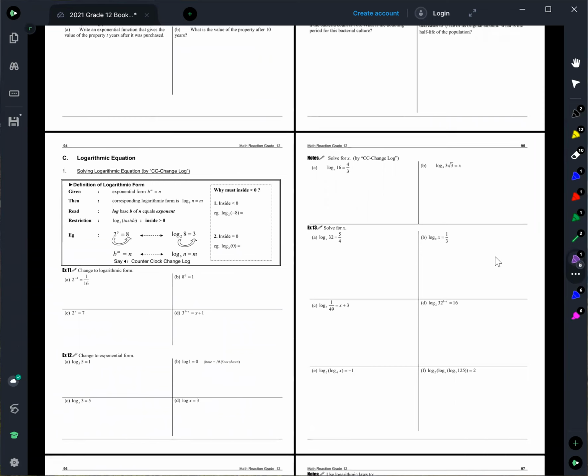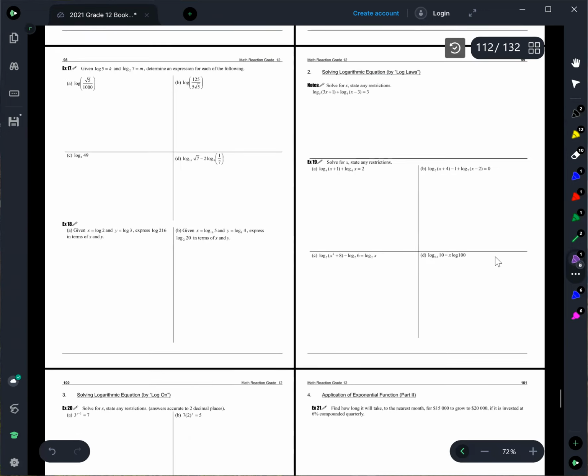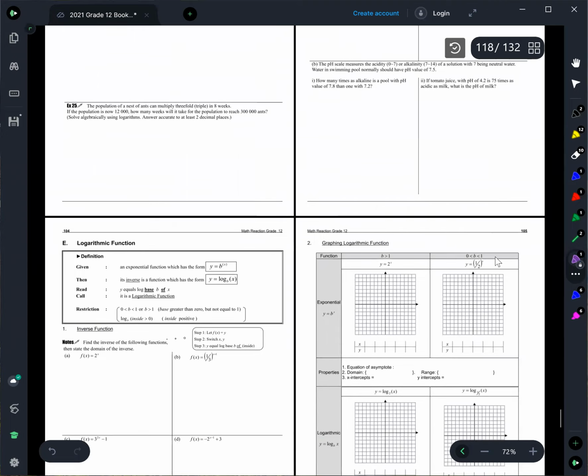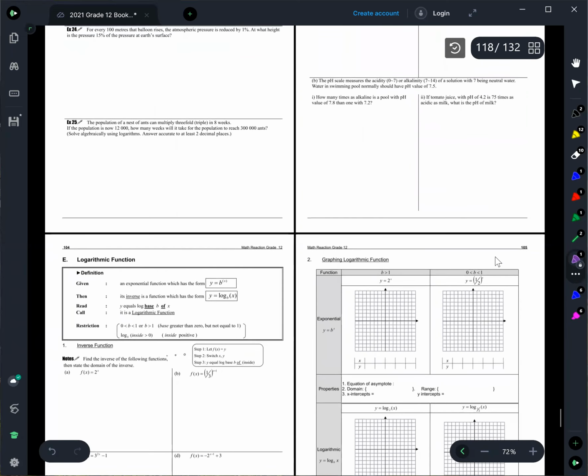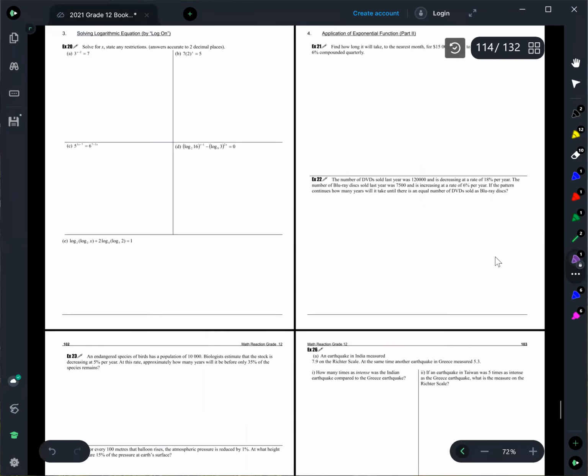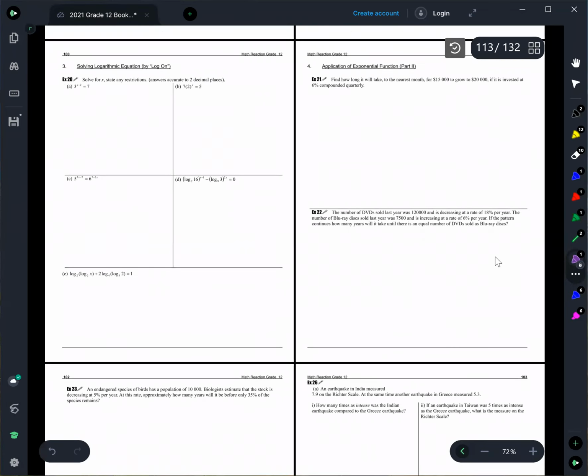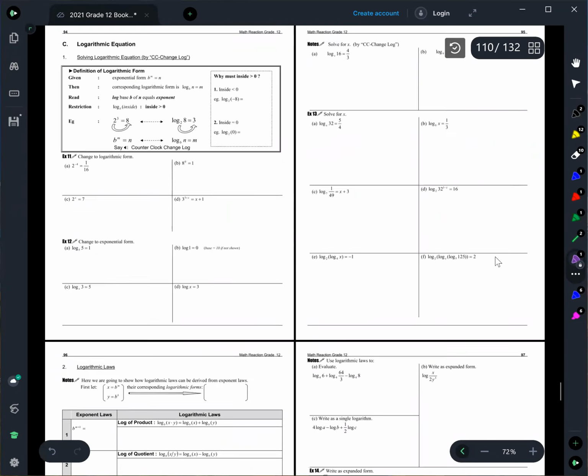Logarithm, we can just call it log. And same thing, we're gonna break it down into 2 parts. One is the log equation, and then we have the log functions. Okay, and then that will be all. So total 4 sections: exponent equation, exponential functions, log equations, log function. Okay, that's the layout of our chapter.